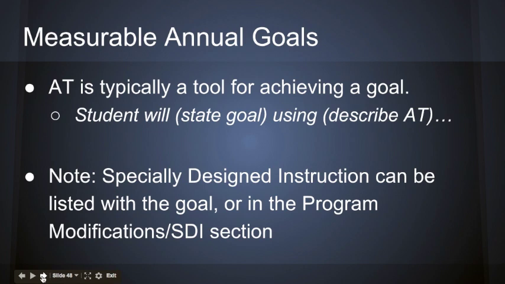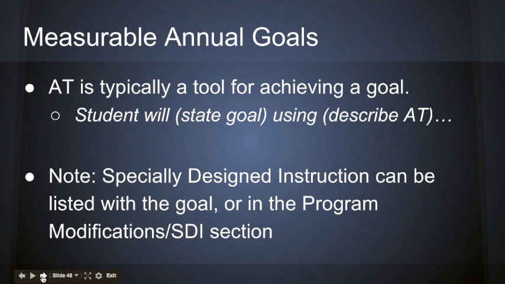It may be part of the measurable annual goal, so it's typically a tool for achieving a goal. You don't write goals for the assistive technology. The assistive technology should be a tool to reach a goal. The goal should be set based on a need that has been discovered through evaluations and through student work. So the assistive technology should be a tool, the same as any accommodation, that's helping that child to master or become proficient at a goal. So, for instance, if the student has difficulty with writing, they should have a writing goal, and the assistive technology should only be a tool that helps them to meet whatever that writing goal may be.